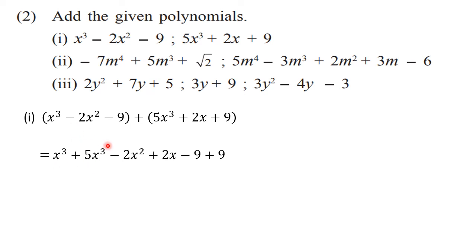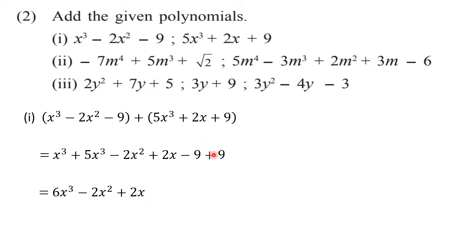Afterwards we have minus 2x square, but here we don't have a similar term present. Then afterwards you should write plus 2x. As I have said, follow the descending order of the powers. So after cube, square, and then simply x, and finally the constants. Here we have minus 9, and here we have plus 9. Okay, so minus 9 and plus 9 will get cancelled, and these here will get added. 1 plus 5 is 6. Okay, so 6x cube minus 2x square plus 2x.